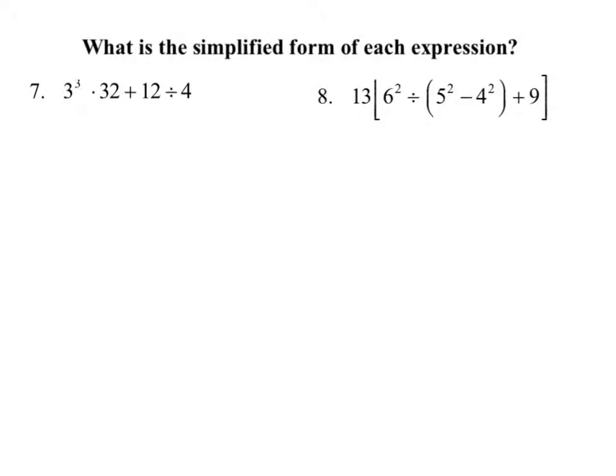Okay, what's the simplified form of each expression? In order to do this, we need to follow order of operations. And the first thing we would think of is parentheses. Are there any parentheses in number 7? No. So the next thing we do is exponents. Are there any exponents? Yes.